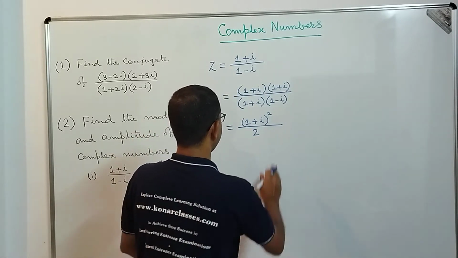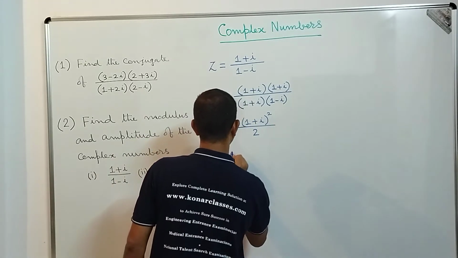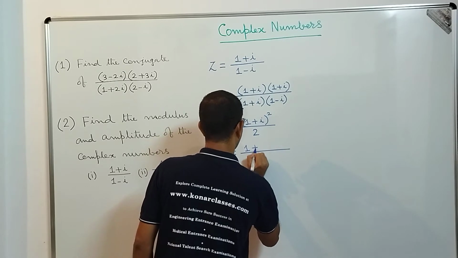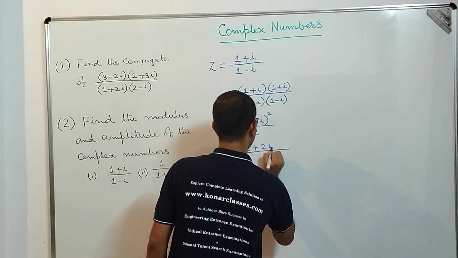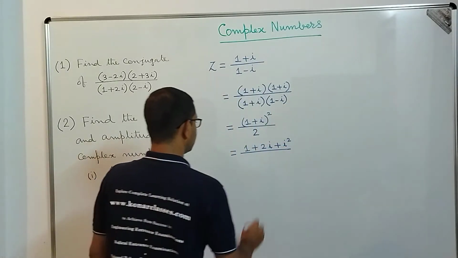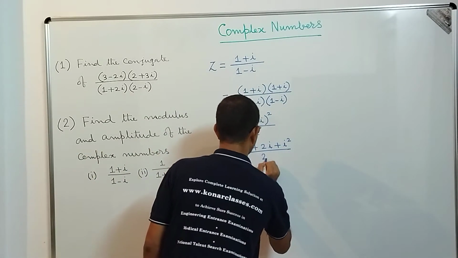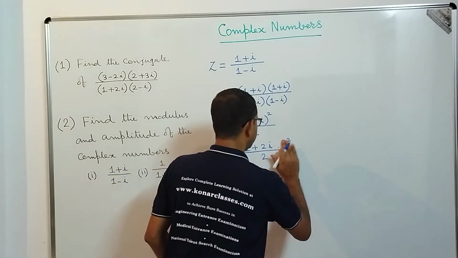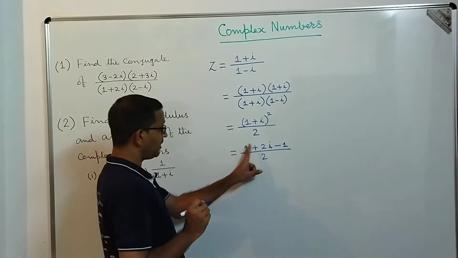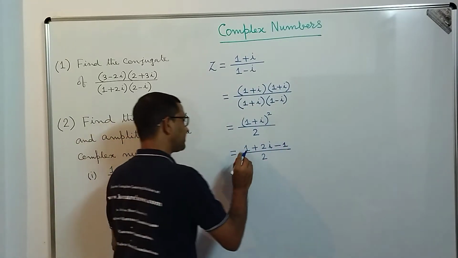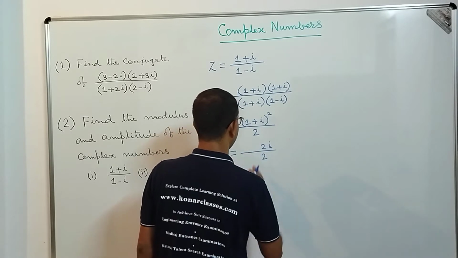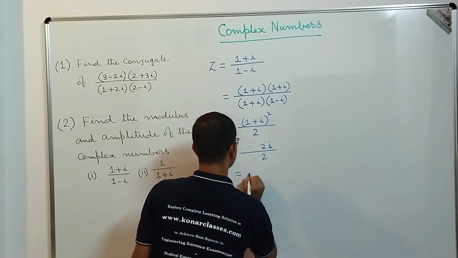Now let's see how we can expand (1 plus i) whole square. (A plus B) whole square is A square plus 2 into A into B plus B square. The denominator is 2, by the way. i square is minus 1, so instead of i square, we can write minus 1. Now, plus 1 and minus 1 will cancel, so this will go off. We get only 2i by 2, so 2i by 2 means i.